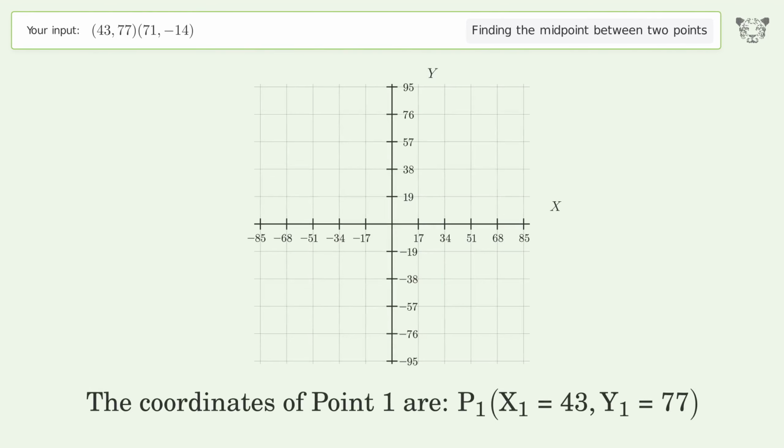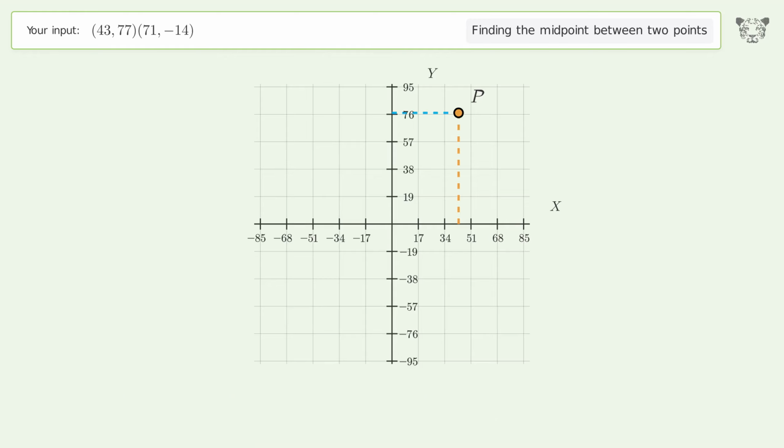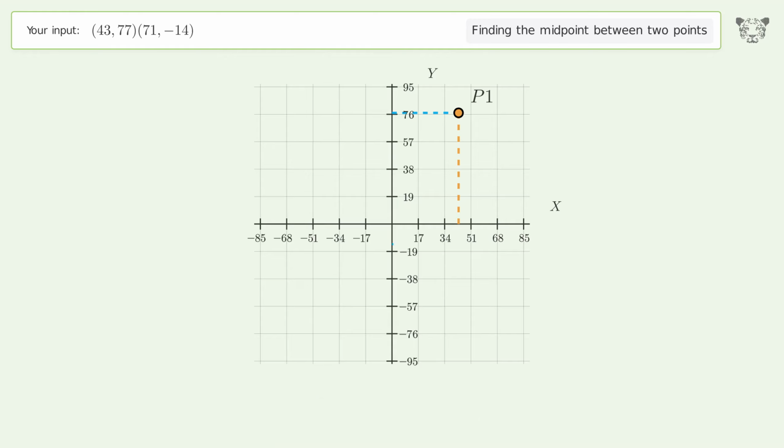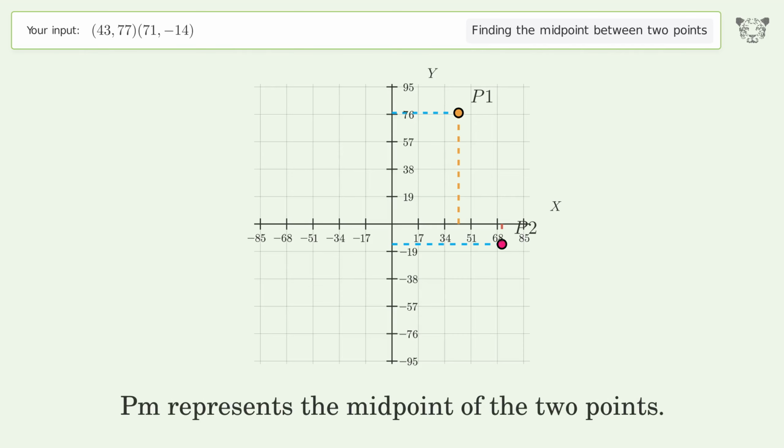The coordinates of point 1 are x1 equals 43, y1 equals 77. The coordinates of point 2 are x2 equals 71, y2 equals -14. PM represents the midpoint of the 2 points.